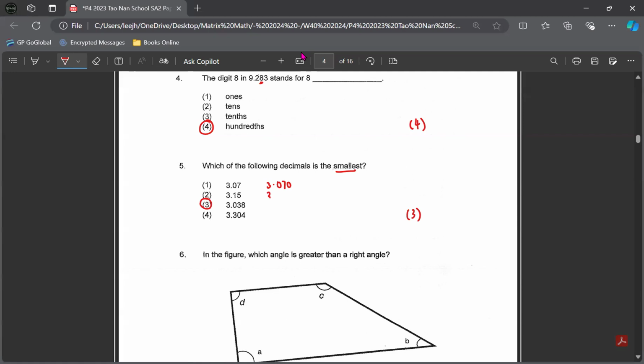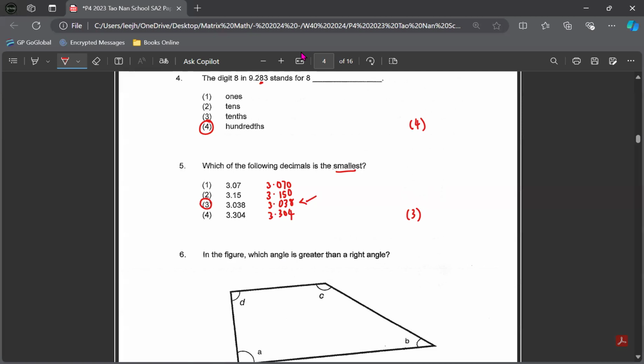So this will actually be 3.070. This is 3.150. This will be 3.038 as well. And this is 3.304. So if you look at all these numbers, the 3 ones is the same. If you look at the values after the decimal point, you will know that number 3 is your smallest.